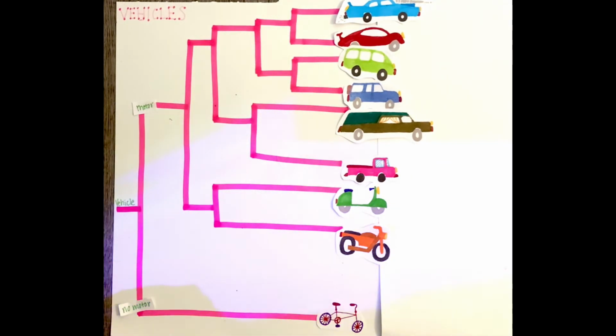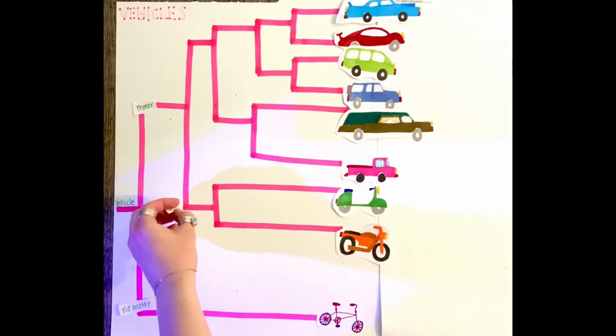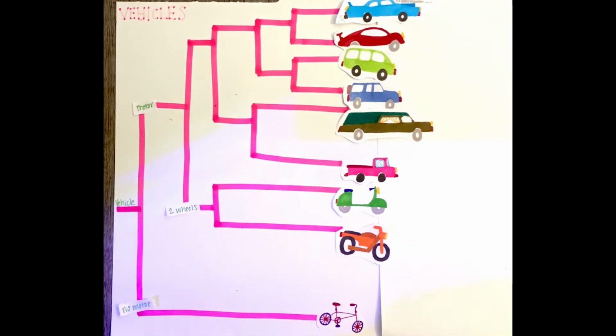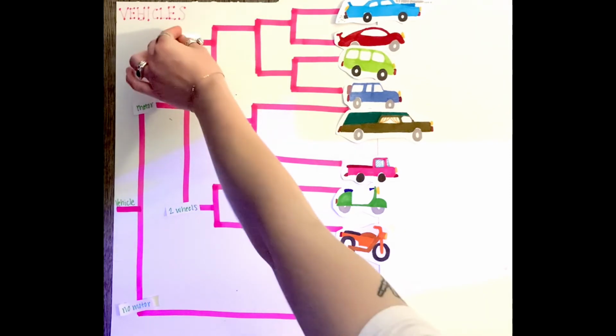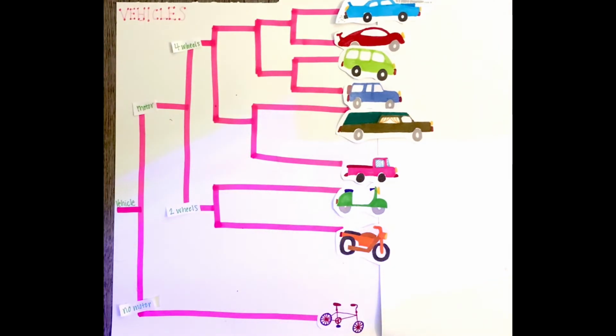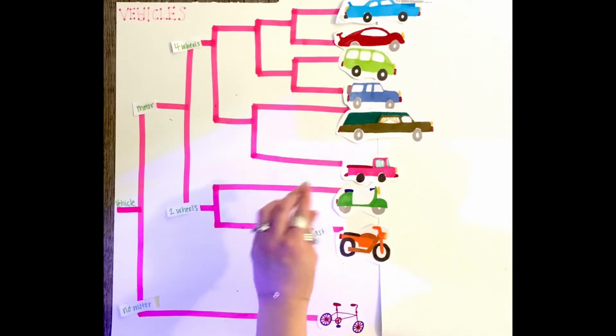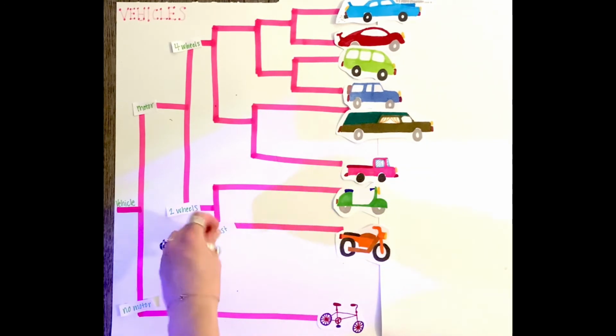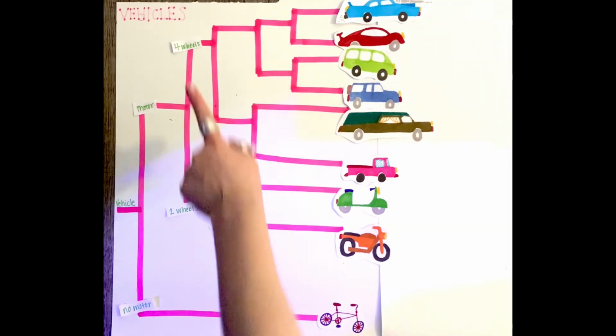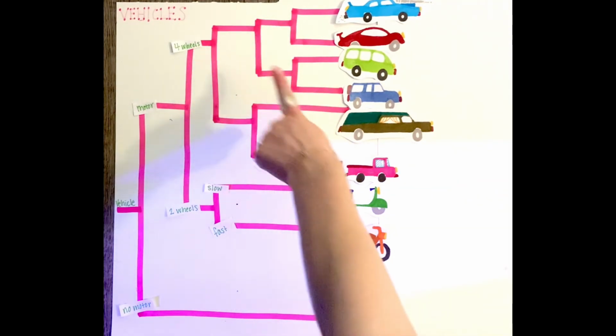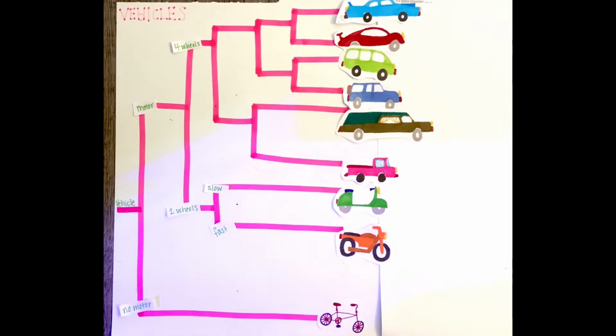The location of this split is an internal node that represents the most recent common ancestor between 2- and 4-wheeled vehicles. Vehicles with 2 wheels can either be fast or slow, giving rise to motorcycles and mopeds respectively. Vehicles with 4 wheels have evolved to a greater extent than their 2-wheeled counterparts. The first observed split is characterized by the presence of a bed or not.